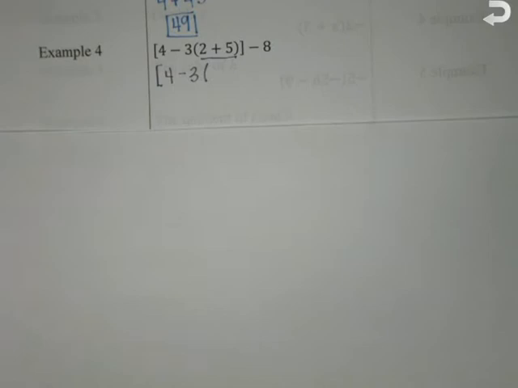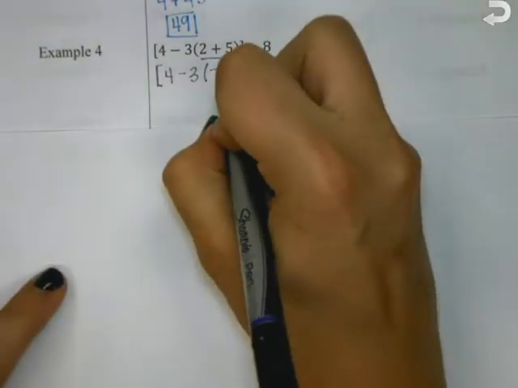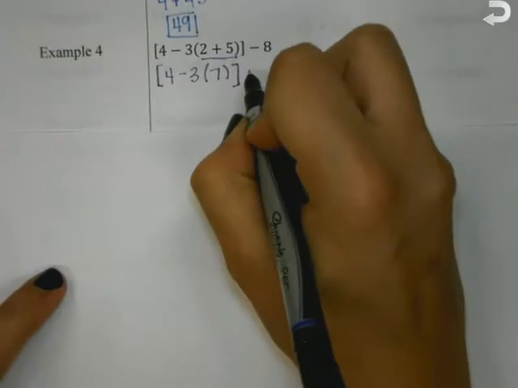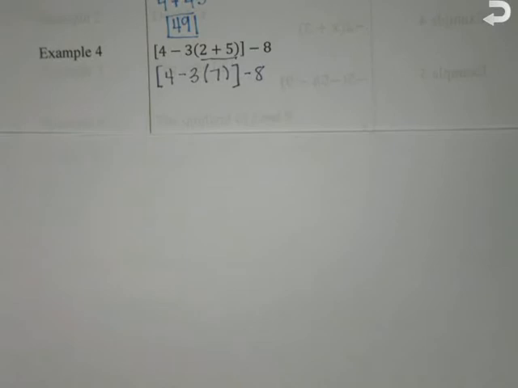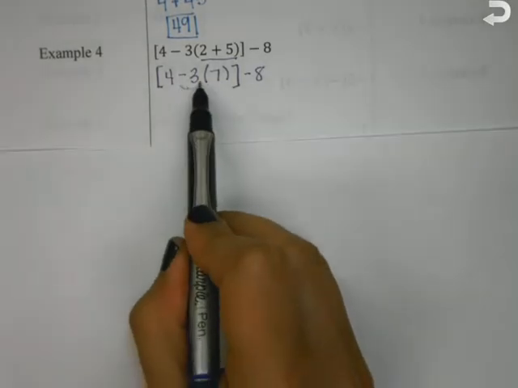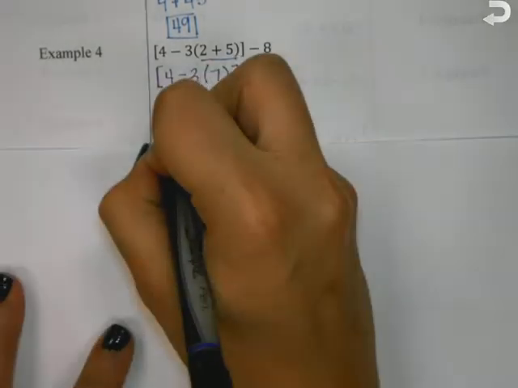So I'm showing every single step. What would my next step be? Tiffany, do you know? Very good. We do that 7 times negative 3. So that's going to be, still the brackets, 4 minus 21, all of that minus 8.